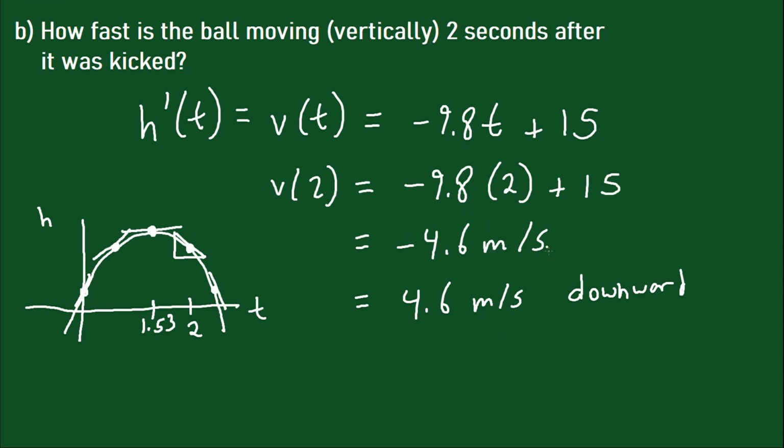And of course, the units are in meters per second because the height is in meters. The time is in seconds. If you find that rate of change, it's rise over run. Well, the rise is in meters because it's along that h-axis, and the run is in seconds. So if you find that slope, rise over run, meters divided by seconds, you get meters per second. So hopefully that makes sense.